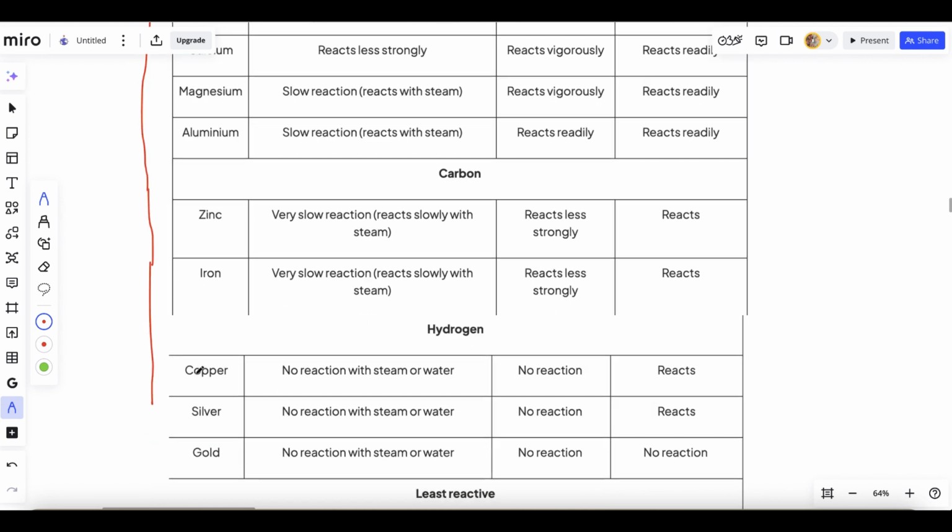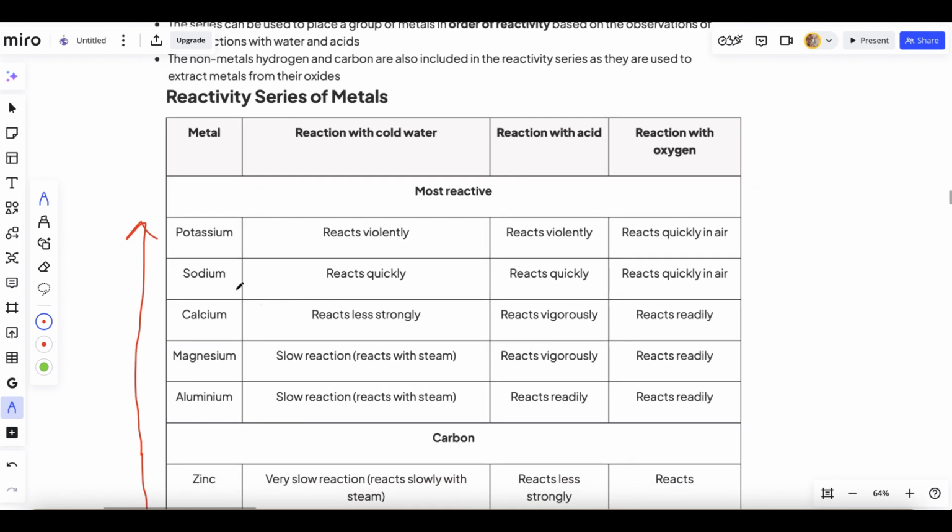It's increasing as we go up the chart. This is the order of reactivity, so this is the least reactive. What it means is that gold, which is at the bottom, is the least reactive, and potassium, which is the first one on top, is the most reactive. So now let's take a look at the reaction with cold water, reaction with acid, and reaction with oxygen in each of these.